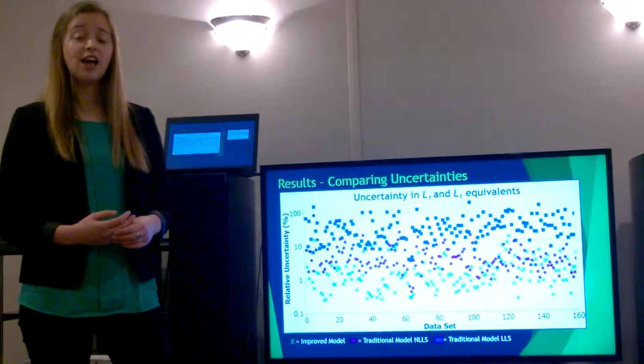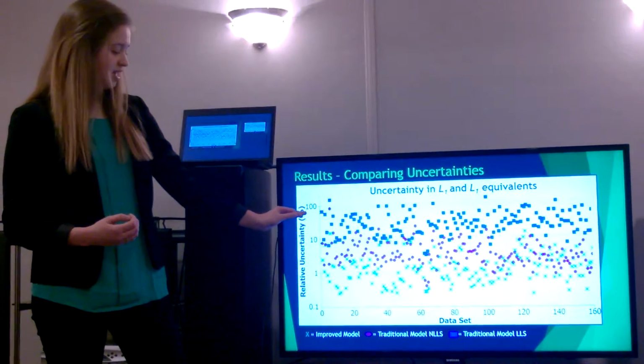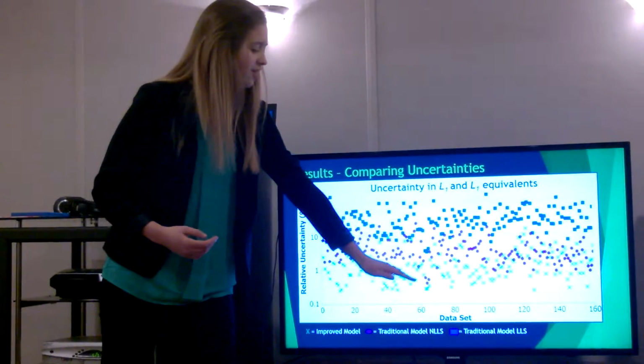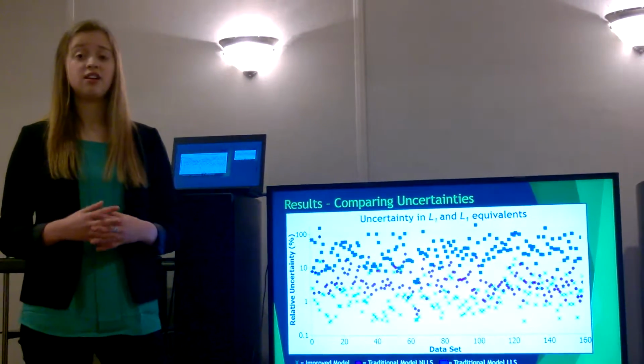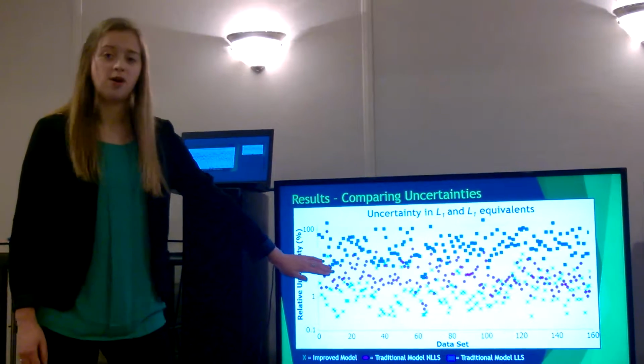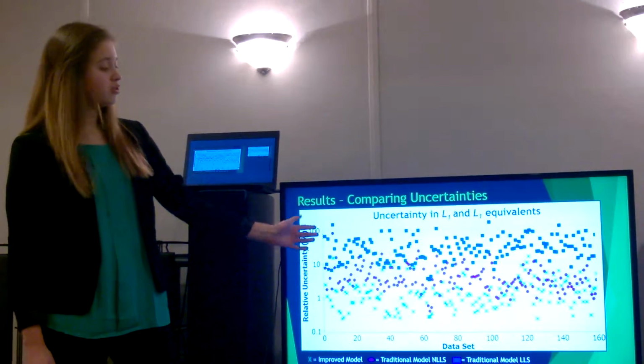After I did this, I graphed the results. This shows all the uncertainties from all of the 480 fits for the improved model, traditional model, and the other traditional model fit. The green X's are the errors in the improved model, and they are clearly the lowest. They're reliably lower, they're clearly lower in almost every case compared to both traditional model sets.